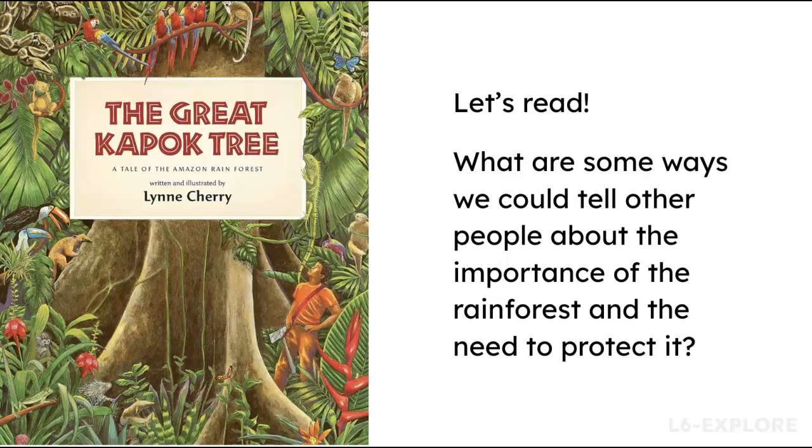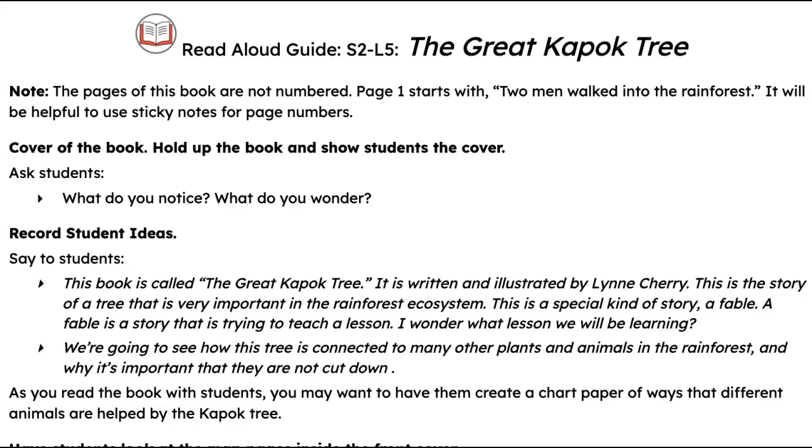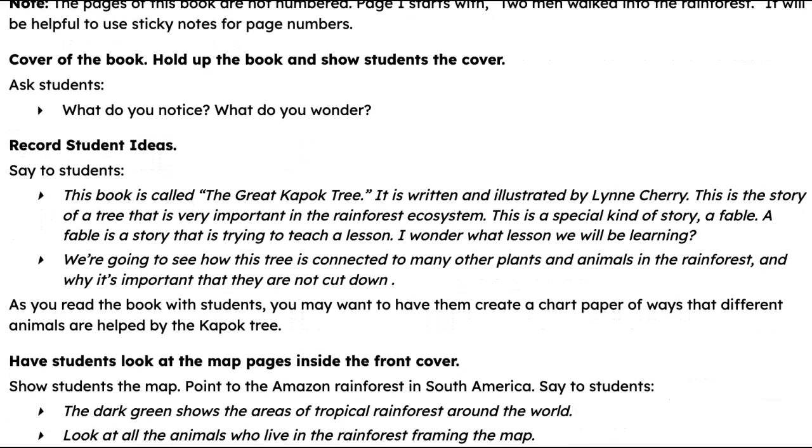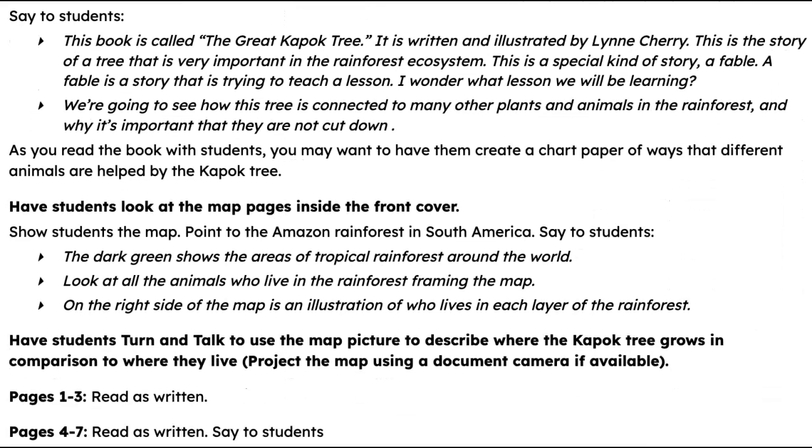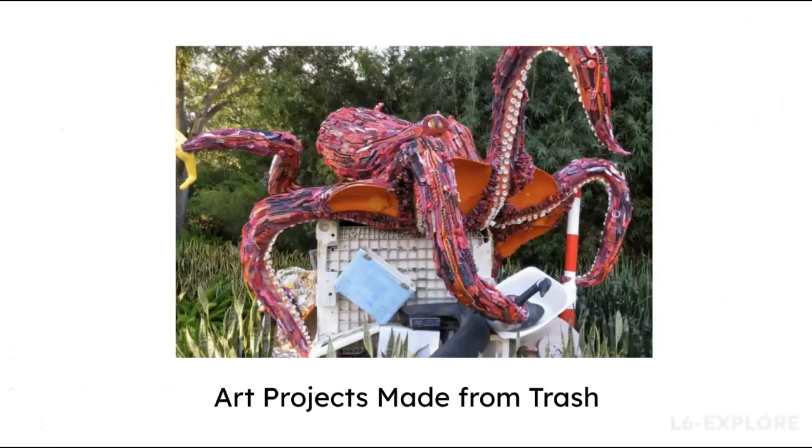For the Explore portion, you'll read The Great Kapok Tree. Be sure to use the Read Aloud guide for discussion questions and key points. You'll then show students images of models made from recyclables and tell students that the artists use trash you might find in the ocean to make art to tell people about the importance of protecting the ocean.